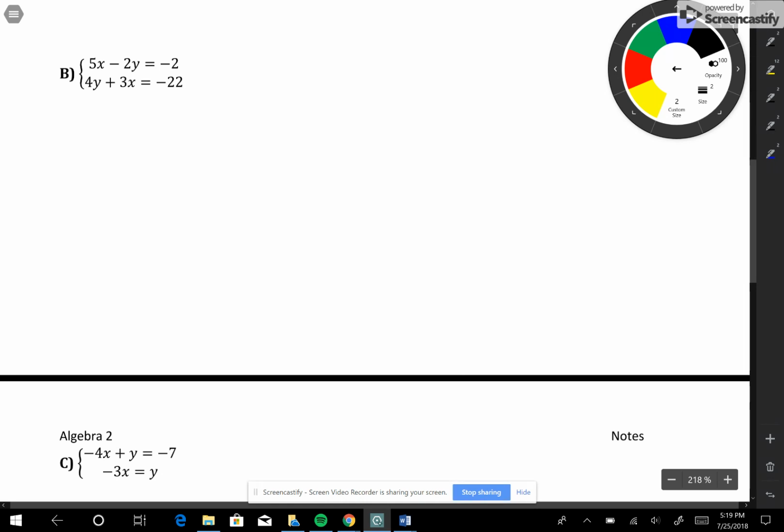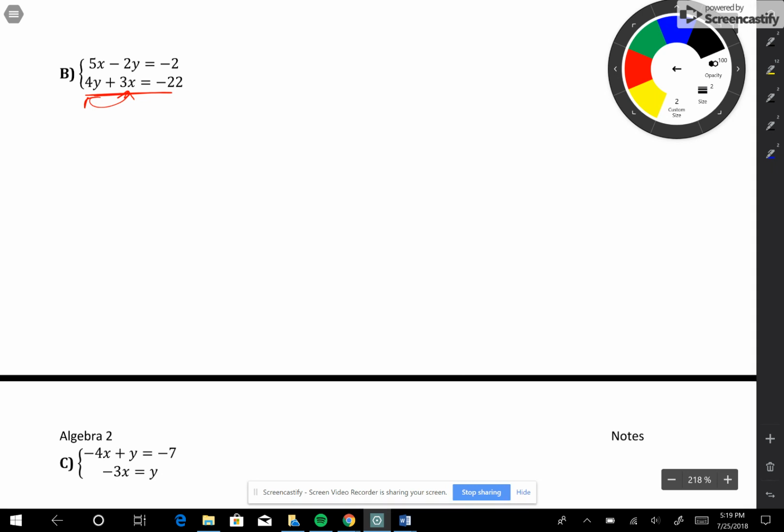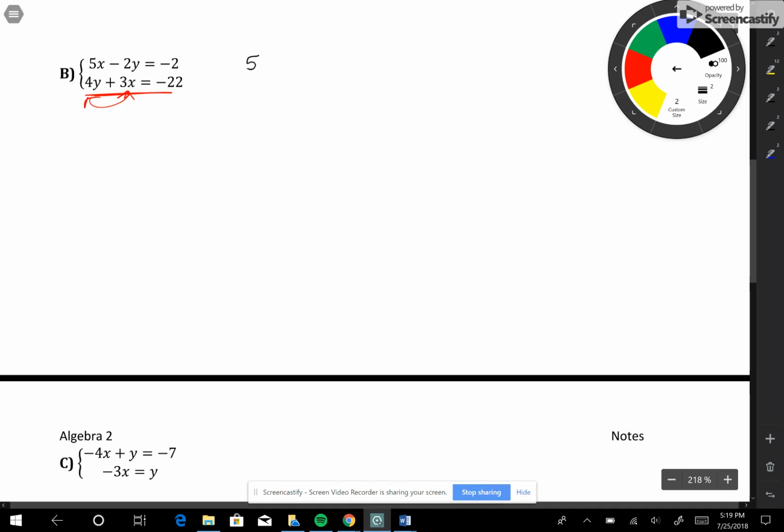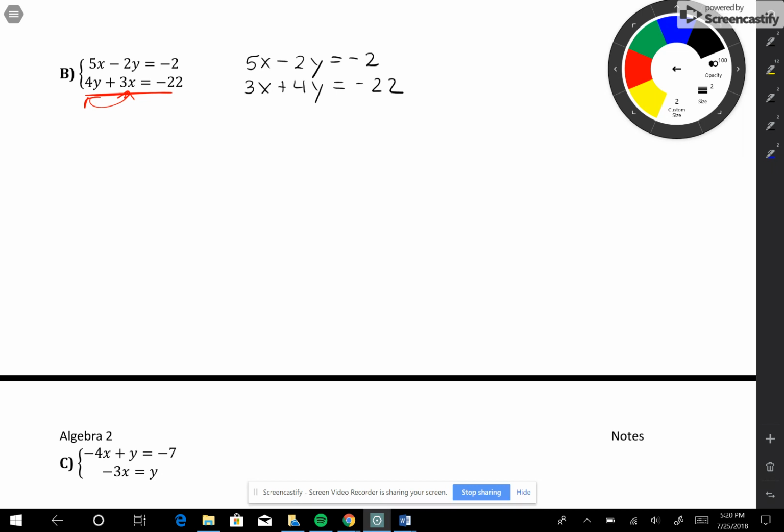Our second equation, however, is not in standard form. We just need to switch the x and the y. So I'm just going to rewrite the system. I'm going to rewrite the first one as is. And the second one, I'm just going to write as 3x plus 4y equals negative 22. Okay, so I have my variables stacked on top of like terms.